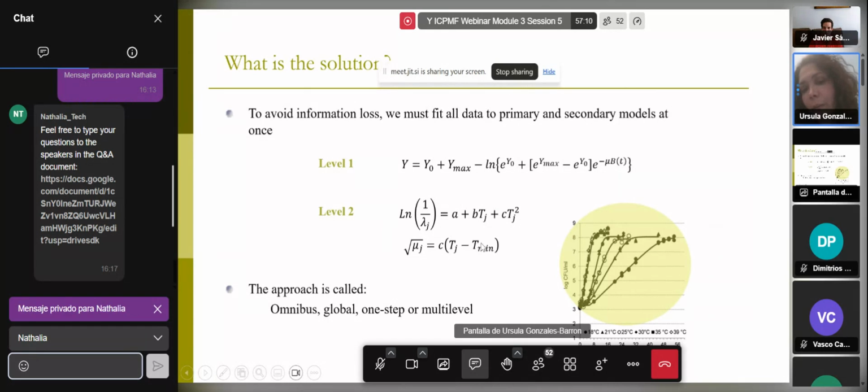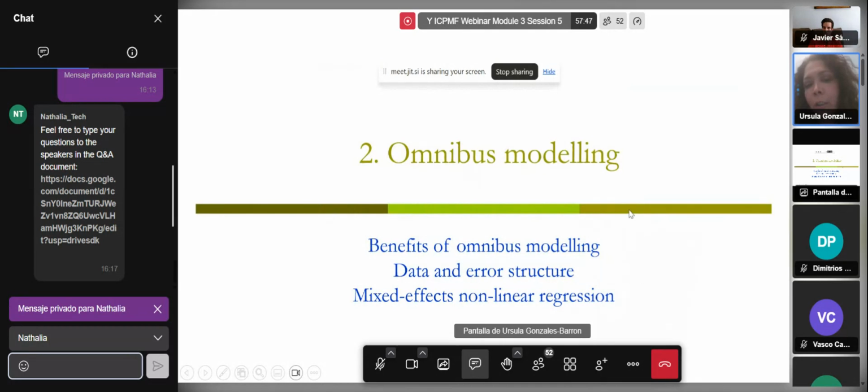So meaning that you just have to specify two equations. In this case, for this example, we have the lag phase duration and the growth rate, and these are the equations of my covariates. I have only one covariate here, temperature. And this approach, where you have level 1, level 2, is called omnibus. You will find this in the literature as omnibus, global model, one-step model, or multi-level. All of these, or hierarchical as well. Hierarchical is another, more technical name for this type of modeling.